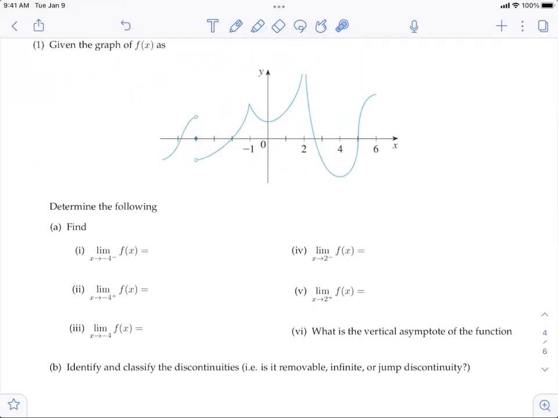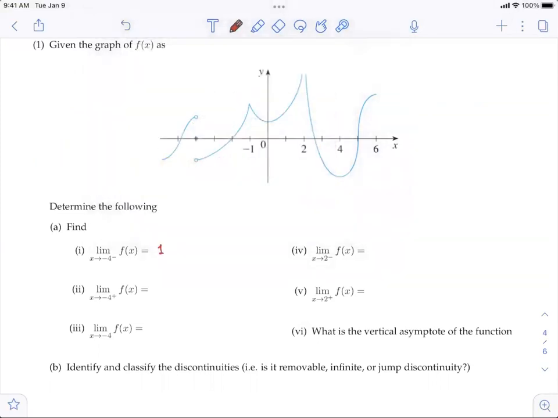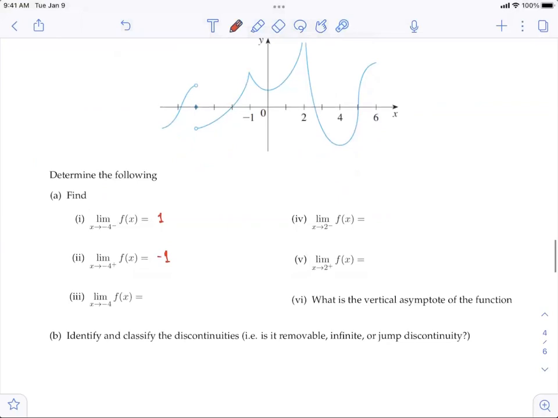All right, so approximately I can say that at this point, the limit of the function as x approaches -4 from the left is equal to +1. And the limit of the function as x approaches -4 from the right is equal to -1. Right? So the left-hand limit does not equal the right-hand limit. Therefore, the limit of the function as x approaches -4 does not exist.